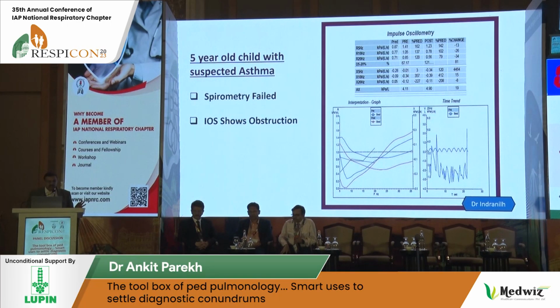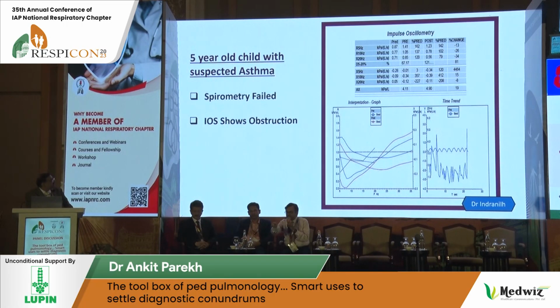So this is the first child, 5 years old with asthma, a failed spirometry, and IOS. As I told, impulse oscillometry is more sensitive, and you can do it even in a 1-year or 2-year-old child. What you see is the resistance and the reactance, the resistance is the upper one. You can point at the resistance at 5 hertz and resistance at 20 hertz, you see? And you can see the absolute value.